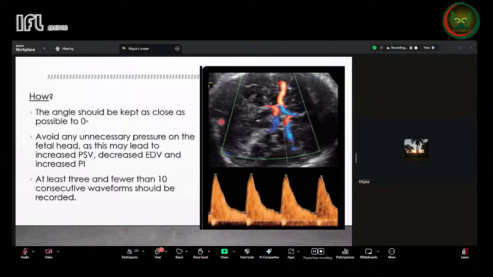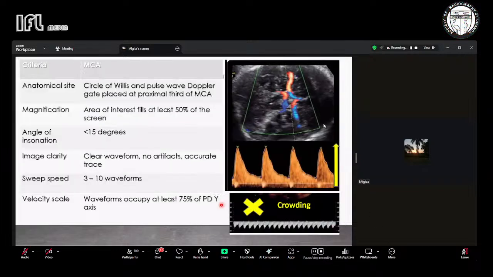And then you want to have at least three and fewer than 10 waveforms. You don't want a lot of crowding. I think Mr. Lukenge talked about this. The reason you don't want too many waveforms is so that you can look at your image for more details. I'll show you on the next image here.